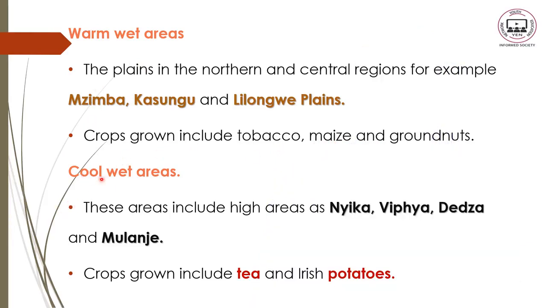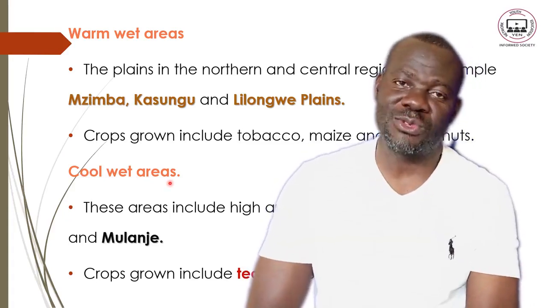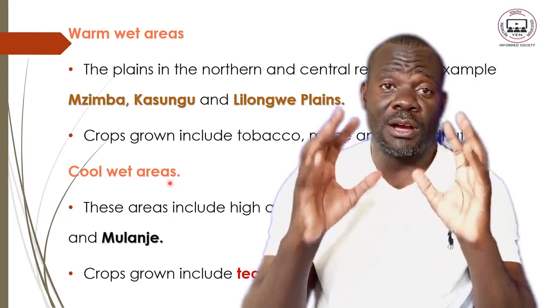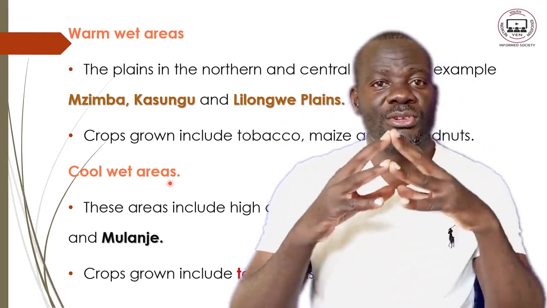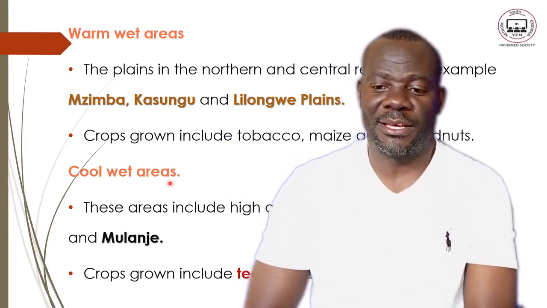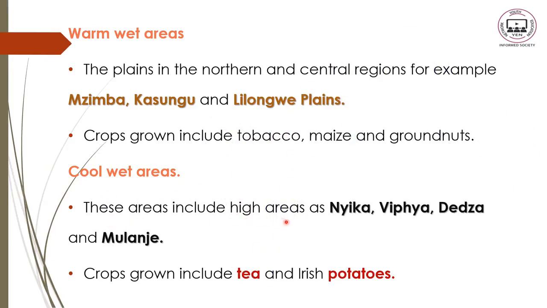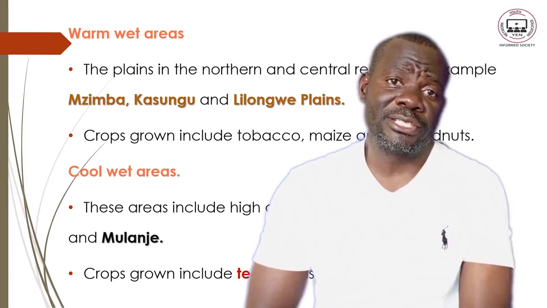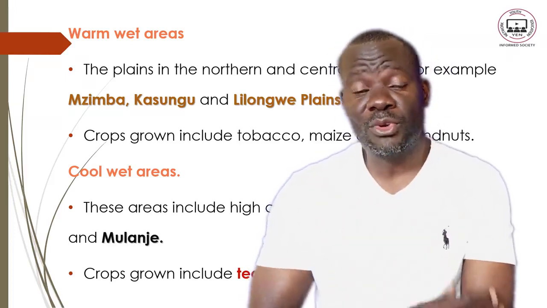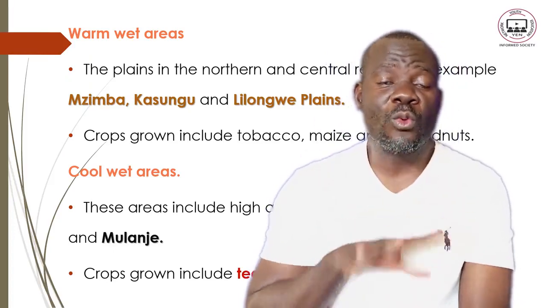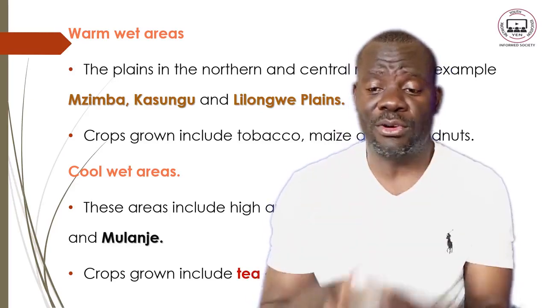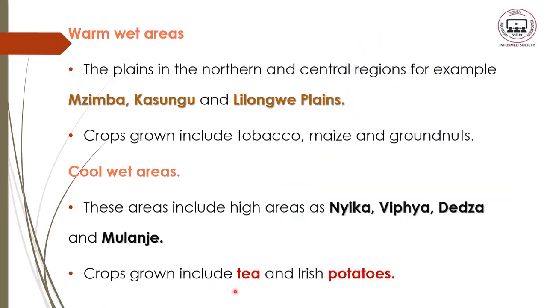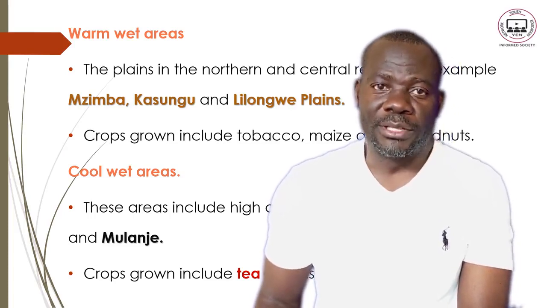And also we have the cool, wet areas. What are these cool, wet areas? We're looking at the climatic regions, how Malawi is divided according to climate. Not all areas are the same in Malawi. The cool, wet areas include high areas such as Nkhata Bay, Viphya, Dedza, and Mulanje. Viphya is in the northern region, Dedza in the central region, and Mulanje in the southern region. They receive a lot of rain, and they are also very cold. Crops grown in these areas include tea and Irish potato.